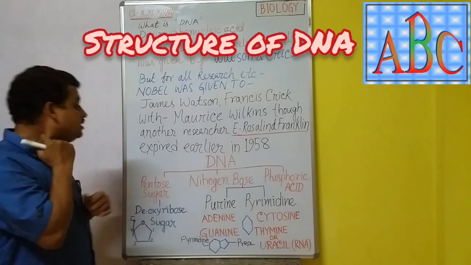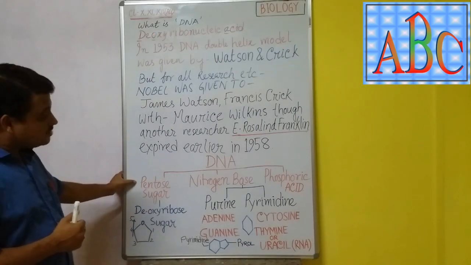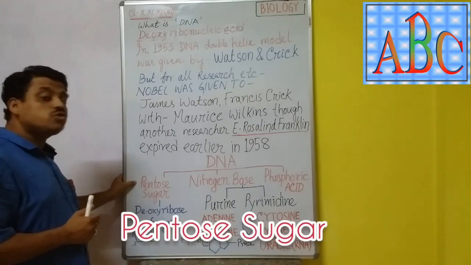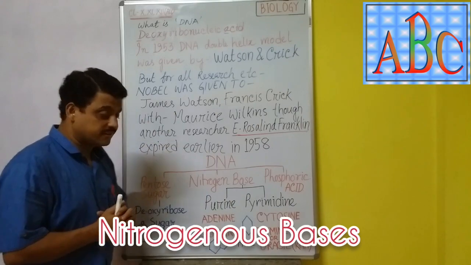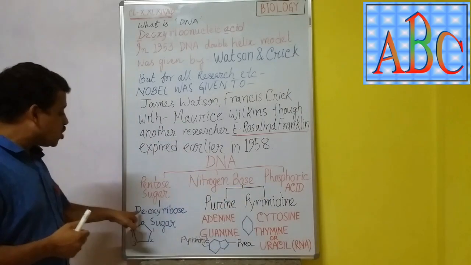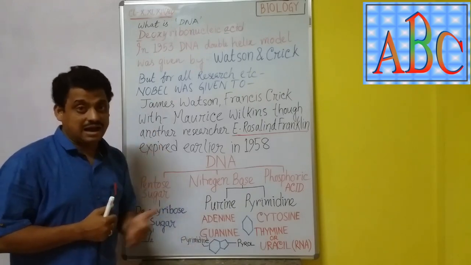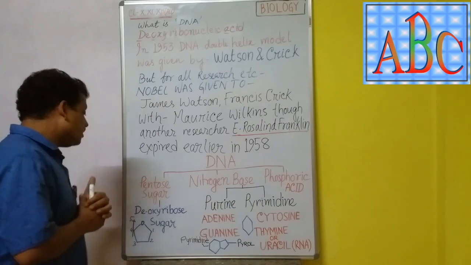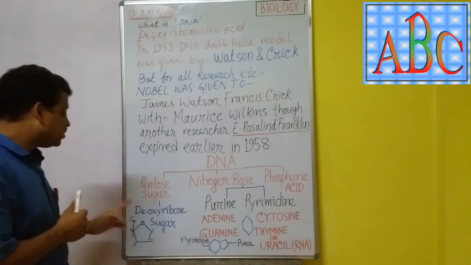Now, we are getting to the DNA structure. In the DNA structure, if you see, there are 3 main things. One is pentose sugar, a 5-carbon sugar, nitrogenous bases, and phosphoric acid. Pentose sugar is deoxyribose in that case, because another thing is there, we know that RNA, the single helix, that is ribonucleic acid, is there, but here it is deoxyribose sugar.